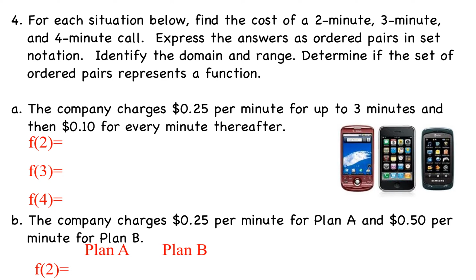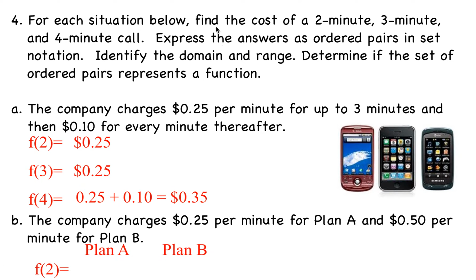All right, in this slide it says, for each situation below, find the cost of a 2, 3, and 4-minute call and express the answers as ordered pairs in set notation. Identify the domain and the range, and determine if the set of ordered pairs represents a function. So let's take a look at this. The company charges 25 cents per minute for up to 3 minutes and then 10 cents for every minute thereafter. So a 2-minute call, a 3-minute call, a 4-minute call.